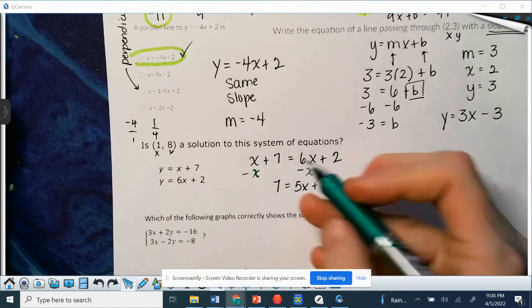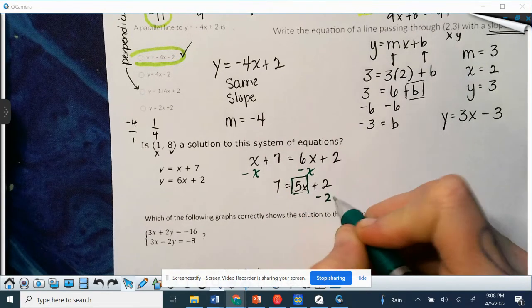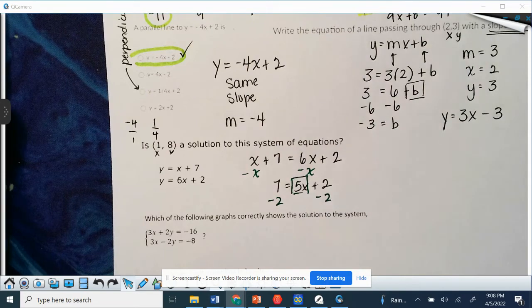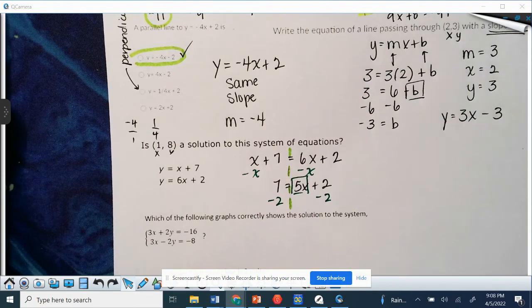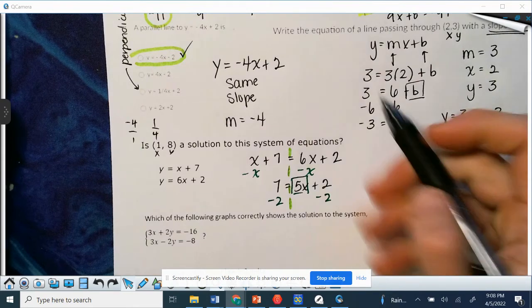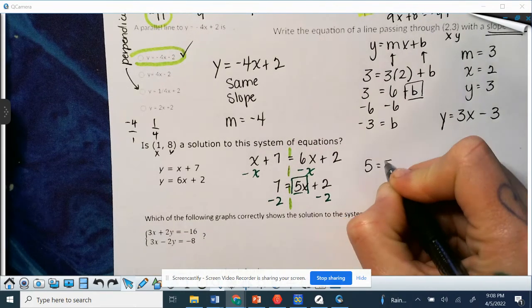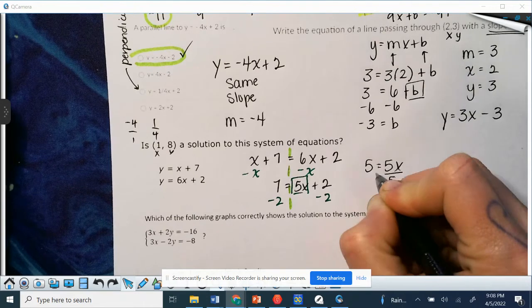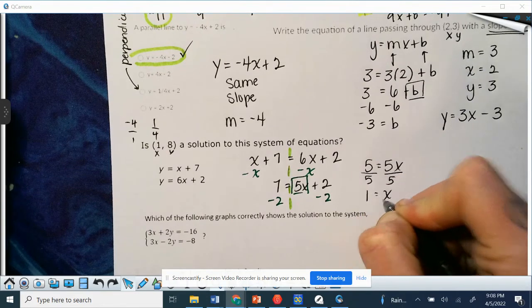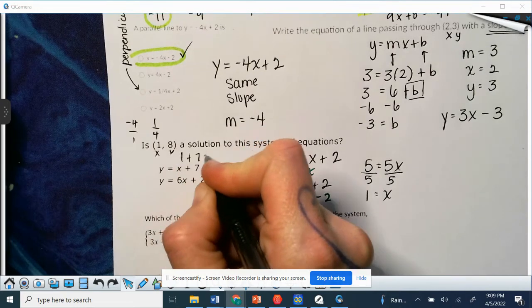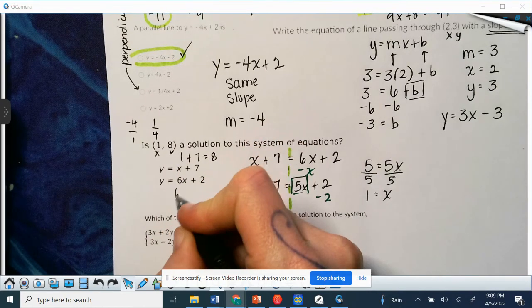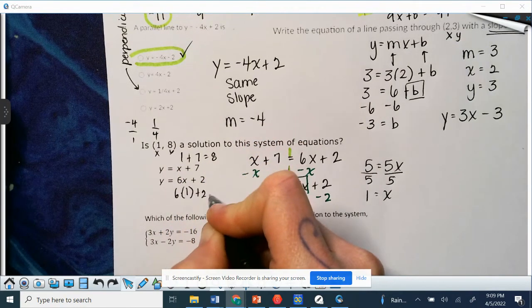I want x by itself, so I'm going to move the 2 over here because remember, we don't want to put everything on one side. We want a whole number on one side and a variable on the other. So that's going to give me 5 equals 5x. So divide by 5, x equals 1, which looks good. And then 1 plus 7 does equal 8, and 6 times 1 plus 2 does equal 8.